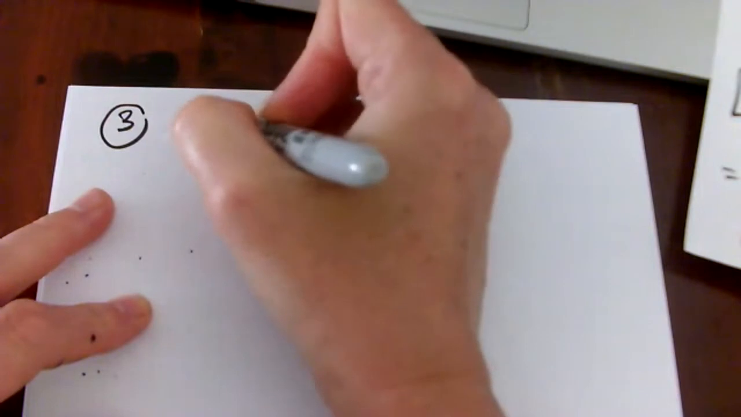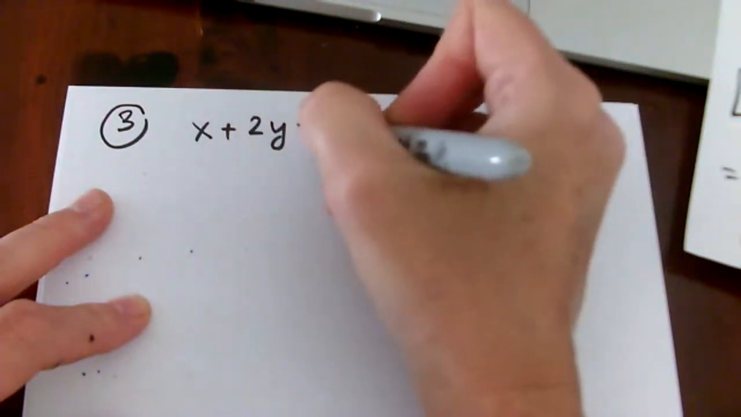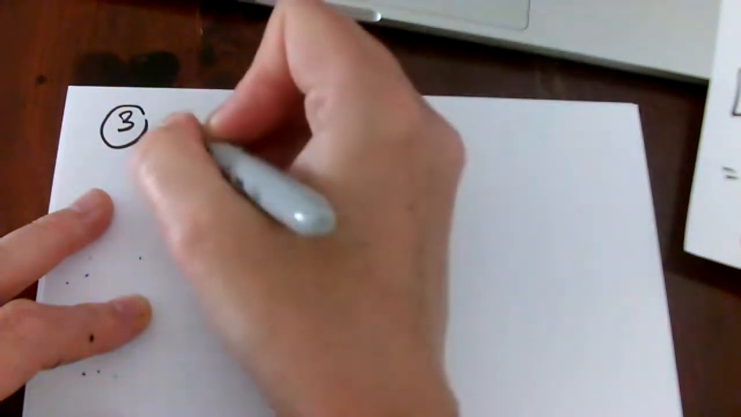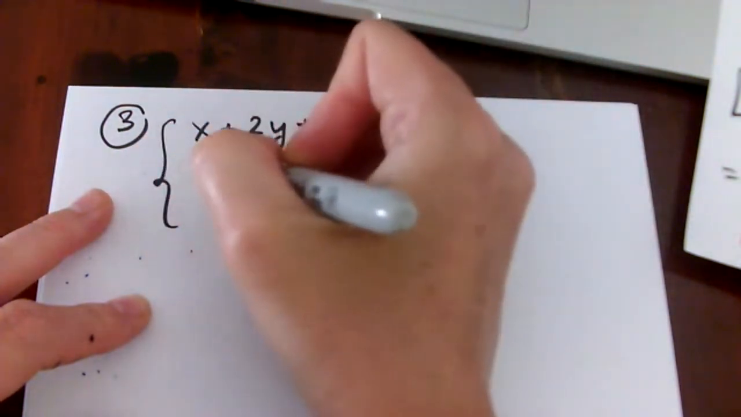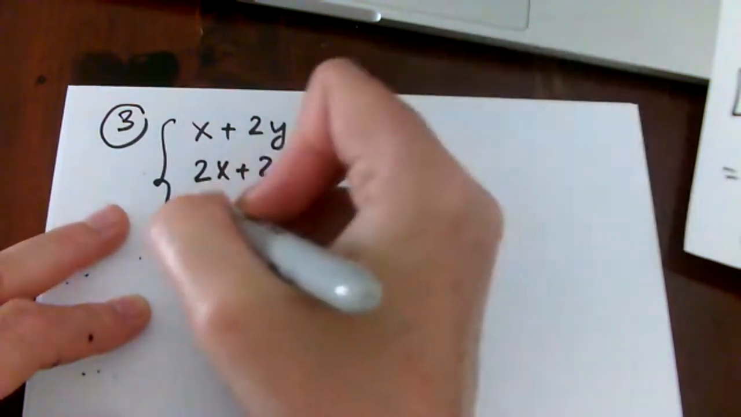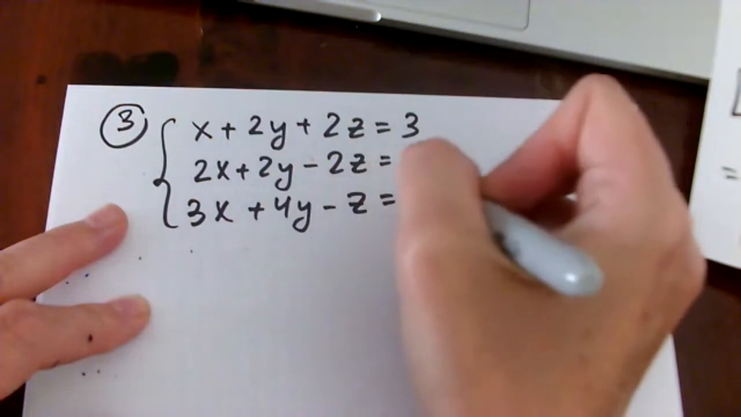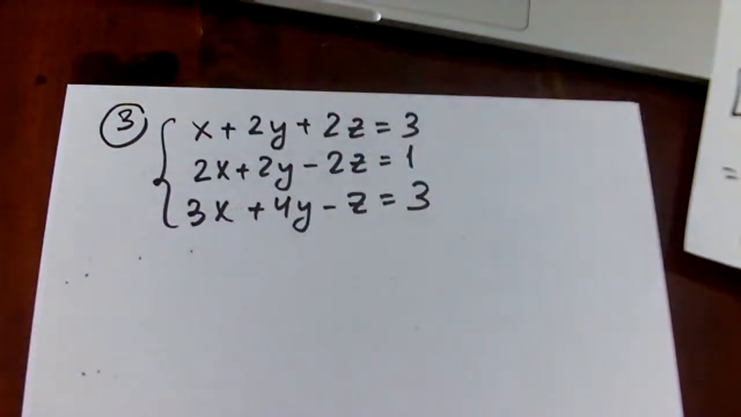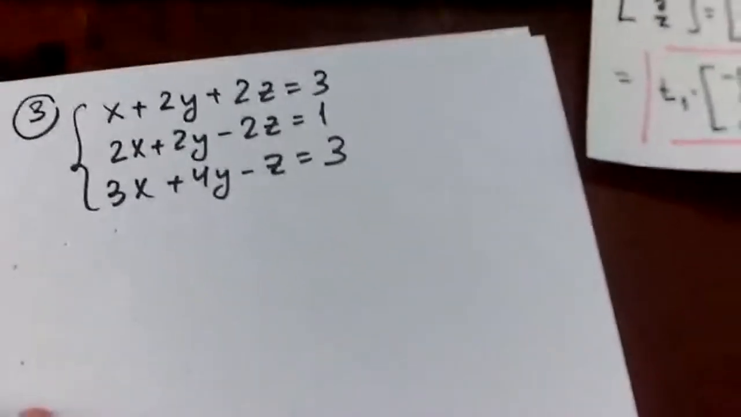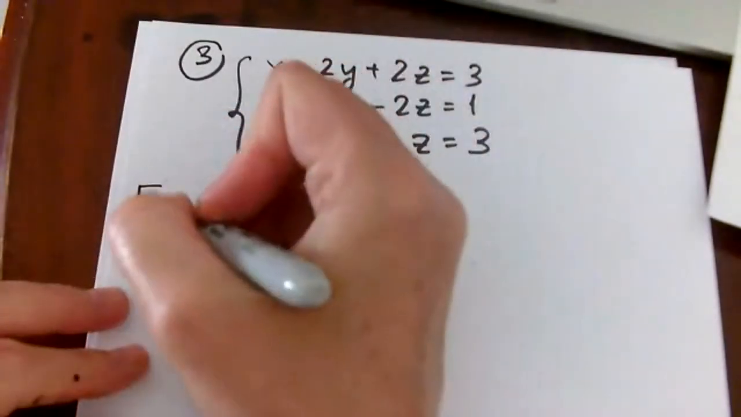Okay, so I have a linear system of equations for you here. x plus 2y plus 2z is equal to 3. 2x plus 2y minus 2z is equal to 1. 3x plus 4y minus z is equal to 3. Okay, this time maybe we will do things even quicker because we are getting more and more experienced by the third example. Okay, so augmented matrix.